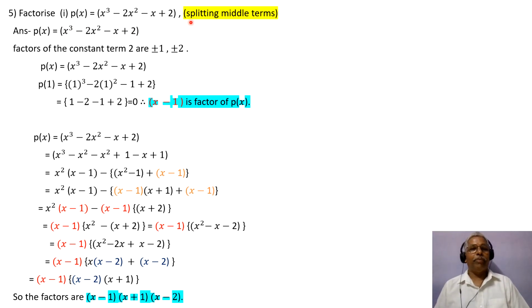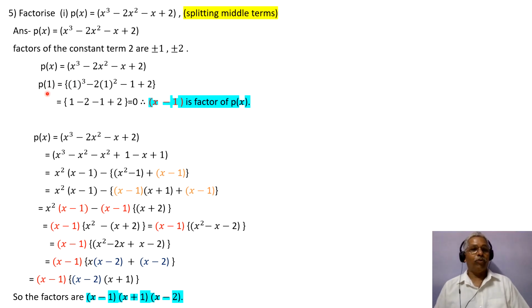Factorizing the same polynomial by another method, the splitting the middle terms method. So we are directly going for the answer. p(x) equals this polynomial, copied down as it is. Now whenever you find a polynomial with degree more than 2, we have to use the factor theorem, till you reduce this to degree 2. After that you can use the splitting middle term method. You will come to know after solving some problems. So look at these factors of the constant: plus minus 1 and plus minus 2. We have seen this in the previous slide.